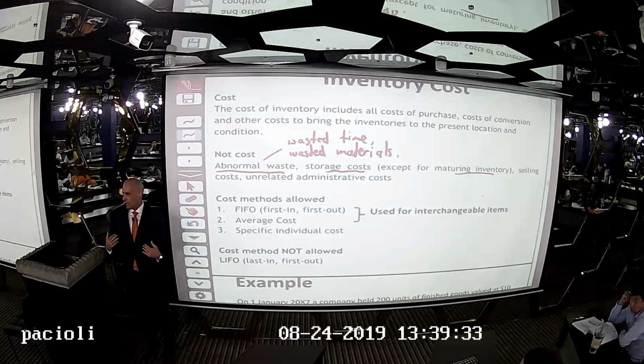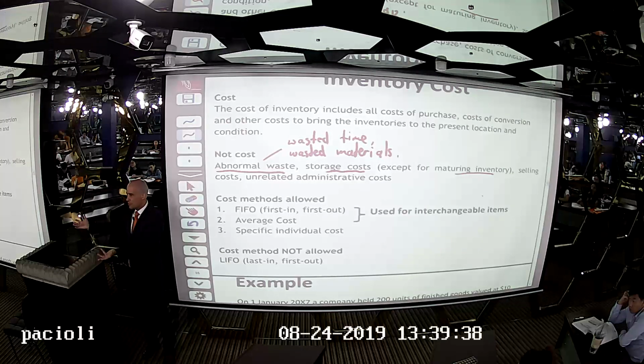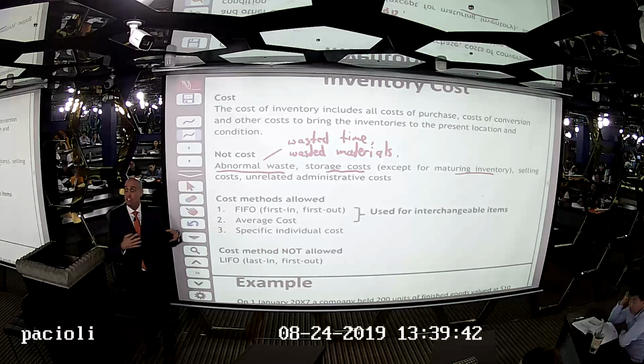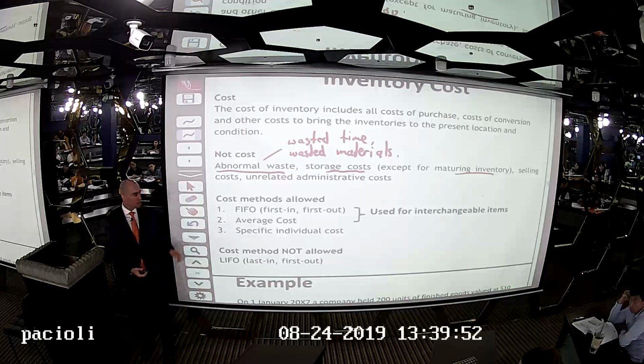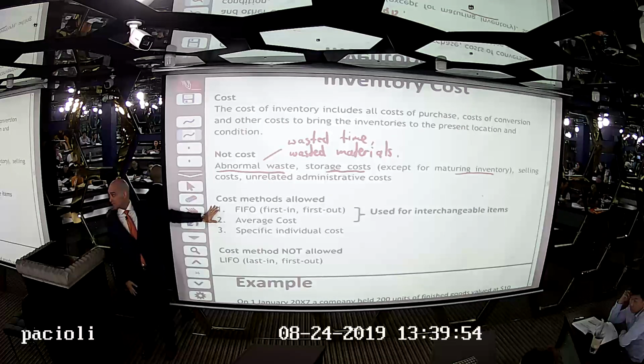So if you were selling vegetables in a grocery store, the first vegetables you buy, you try to sell first. Otherwise, they will be old and go bad. So for most businesses, the first one you buy, you also try to sell first. So first in, first out matches your business. It matches what you do.